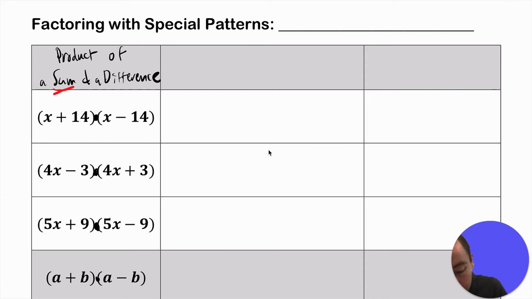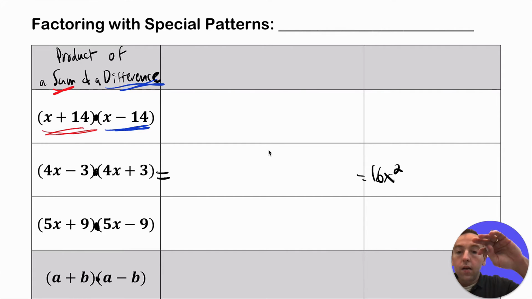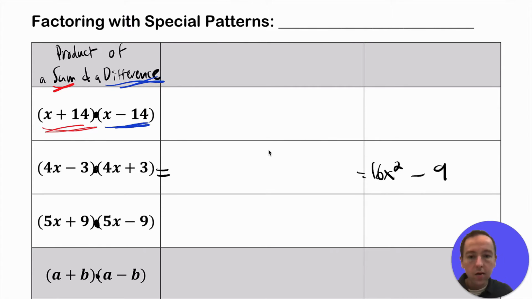When we say a sum and a difference, we are referring to whatever the plus version of the expression is and the minus version is; that corresponds to the sum and the difference. In terms of actually FOILing these out, take the middle example. When you do 4x times 4x, you get 16x squared, and then 4x times 3 is plus 12x, but you'll have a minus 12x, so that cancels out in the middle, and you just get the minus 9. That's going to happen with all these examples: you cancel out the middle terms.